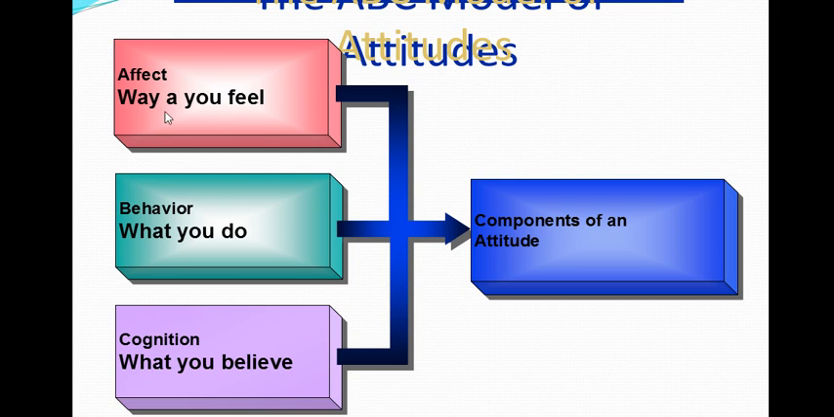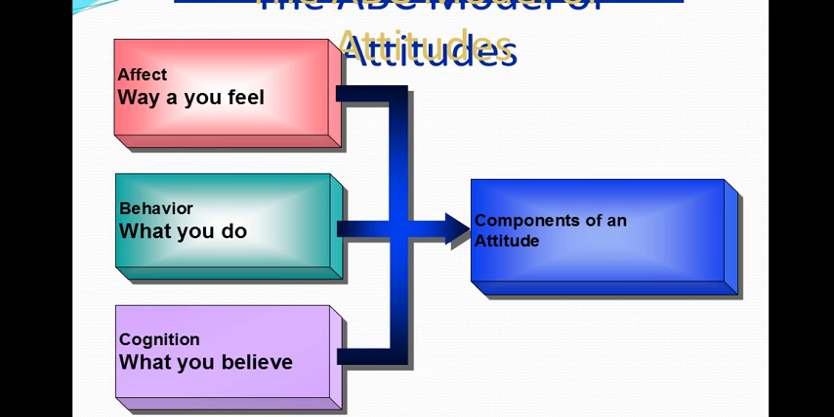Can I go the other way? Can I start from the affect and go to behavior and cognition? I can. I feel like chocolate. I'm going to buy chocolate. And I'm thinking, oh my God, this is the best chocolate I ever had. So, any one of them can be the starter, but they have to be all present when the attitude is happening.